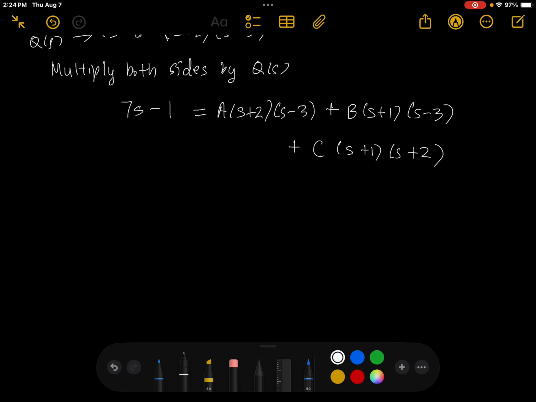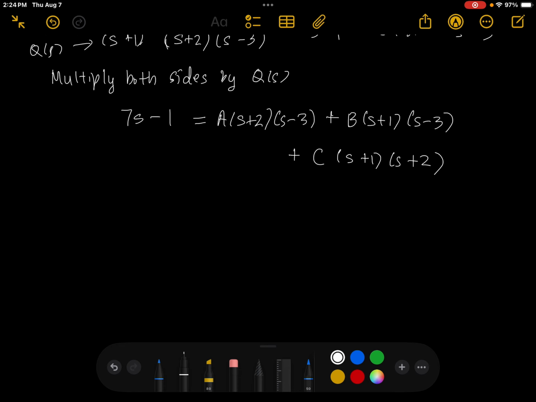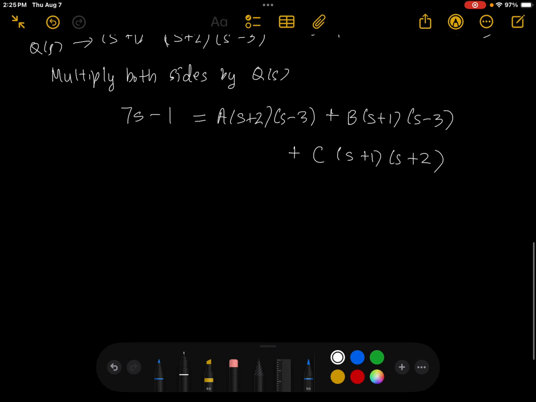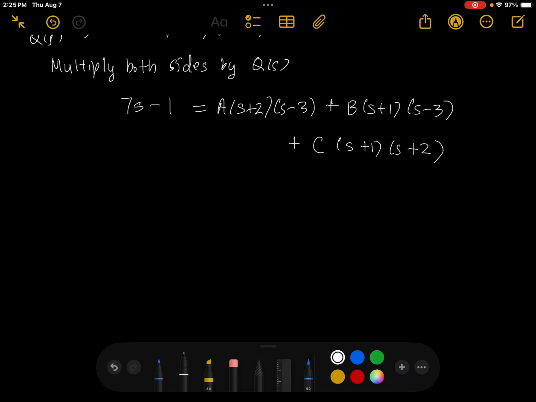Now the question is, what are A, B, and C? Do you agree that if you can find A, B, and C that make this equality true, without the fractions, there are no fractions anymore, then you can divide both sides by Q of S and get the equality with the fractions? So we want to find A, B, and C that make this equality true.